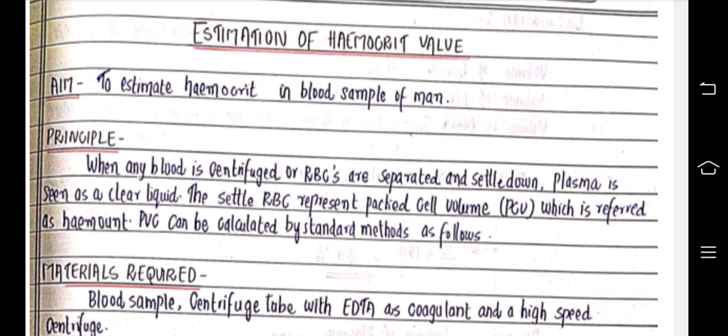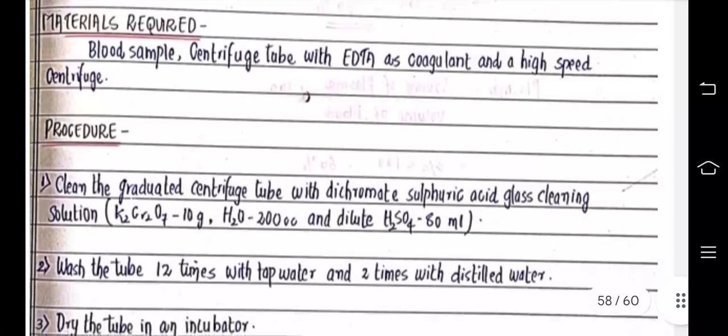When blood is centrifuged or RBCs are separated and settle down, plasma is seen as a clear fluid. The RBCs represent the packed cell volume, referred to as hematocrit. This can be calculated by different methods.